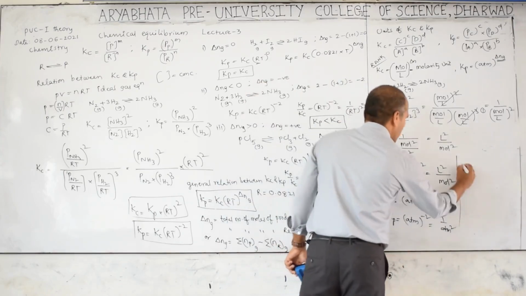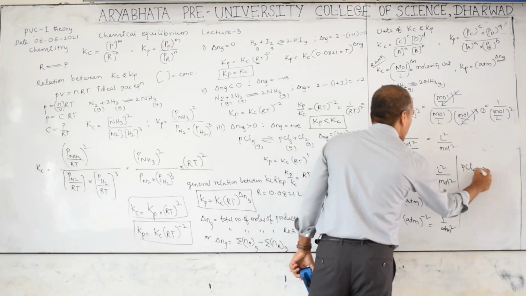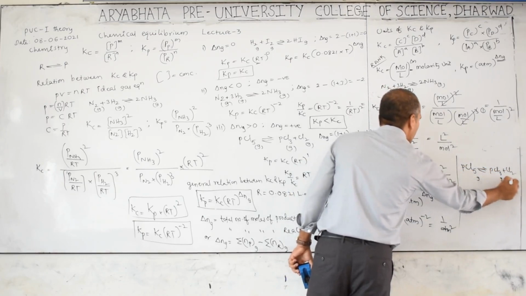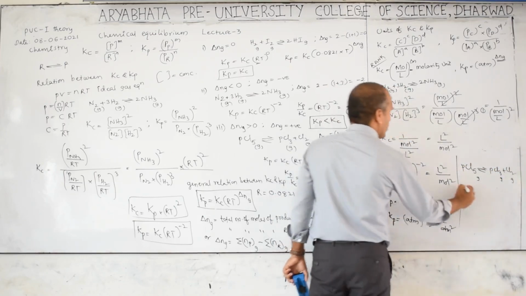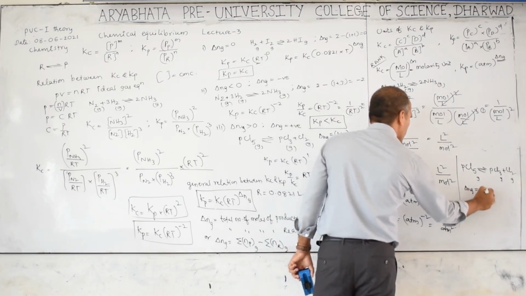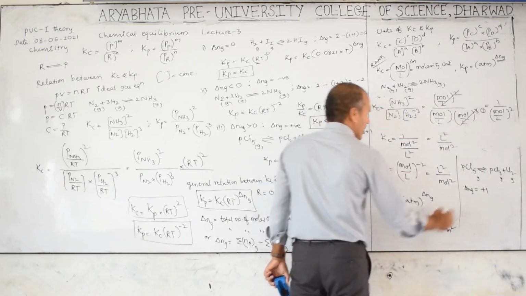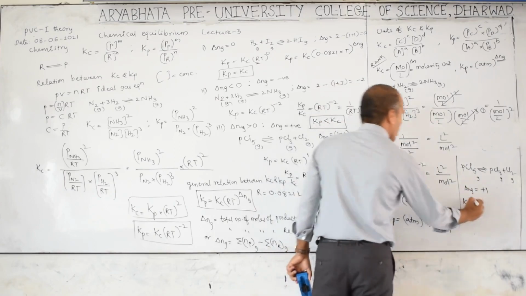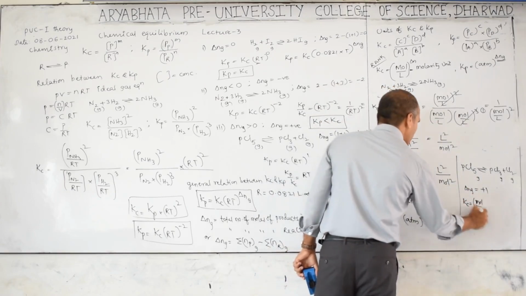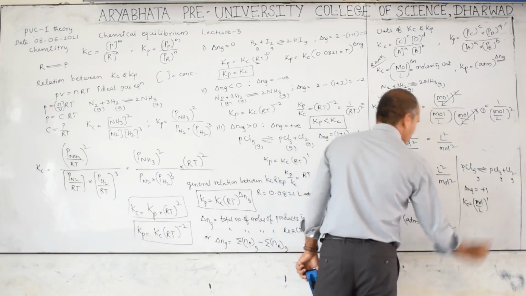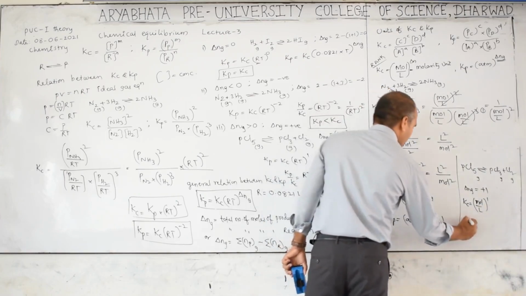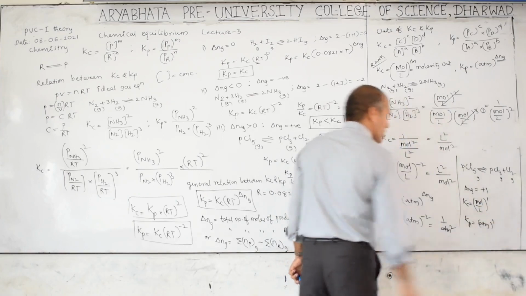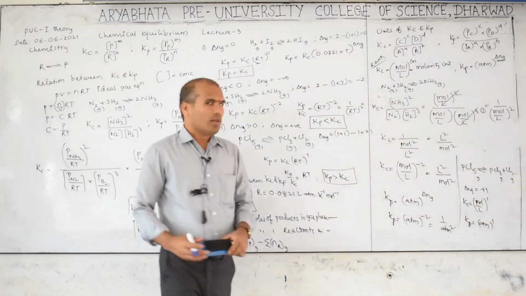Similarly PCl5 gives rise to PCl3 plus Cl2. This is gas, this is gas, this is gas. Now delta Ng is equal to positive, that is 1. Now Kc unit you can directly put in this formula: mole per liter whole power 1. Then this is only the unit. If Kp is there, that is atmosphere whole power 1, then that is only the unit. Okay.